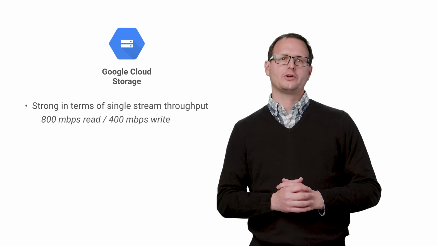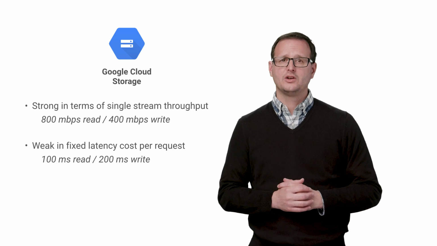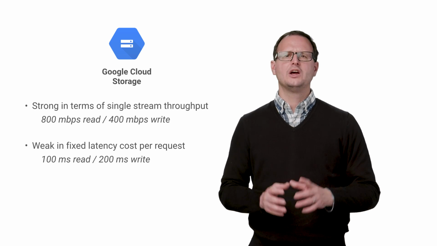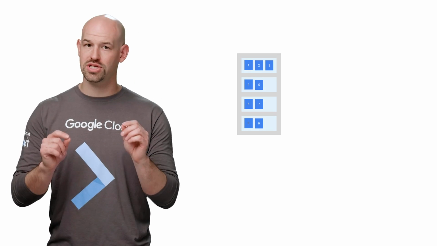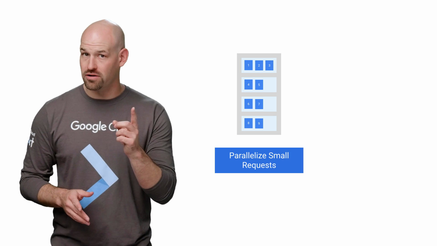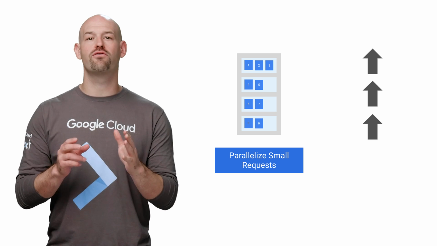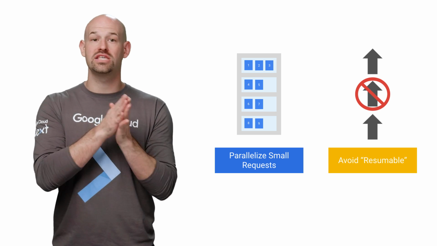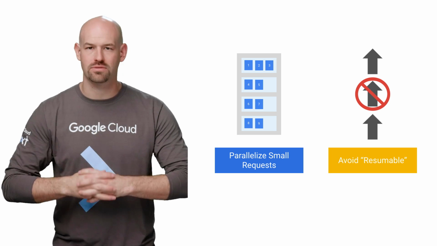In general, GCS is really strong in terms of single stream throughput. However, there's typically a fixed latency cost per request. So, obviously, for the best performance, you should really favor larger requests in order to optimize your throughput. But this isn't always an option. Sometimes you're just stuck with small objects, in which case getting the best performance means parallelizing your requests so there's overlapped fixed latency costs and avoiding resumable requests, since the overhead of round trips on lots of small objects can add up to be a significant problem.